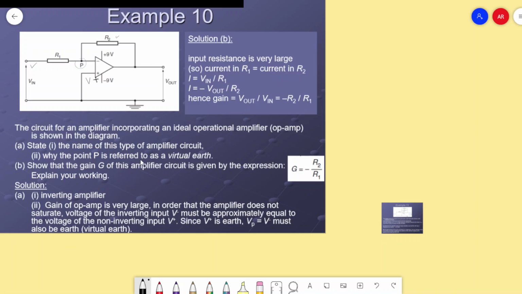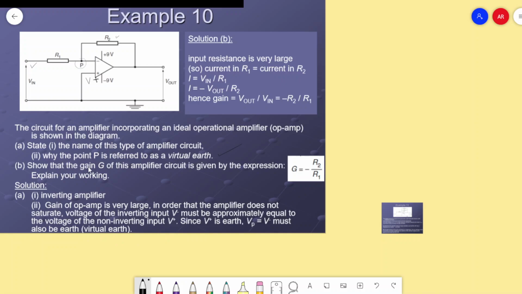Why is the point P referred to as virtual earth? We have done this part. If we just look at the solution, the gain of the op-amp is very large. In order that the amplifier does not saturate, the voltage of the inverting input V minus must be approximately equal to the voltage at the non-inverting input V plus. Since V plus is 0, V minus must also be 0. So that's what we said.